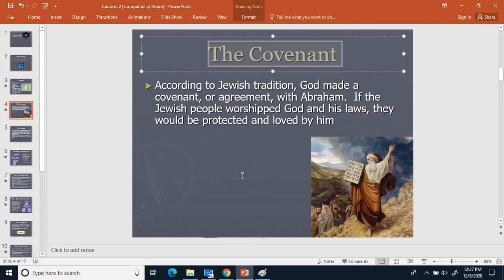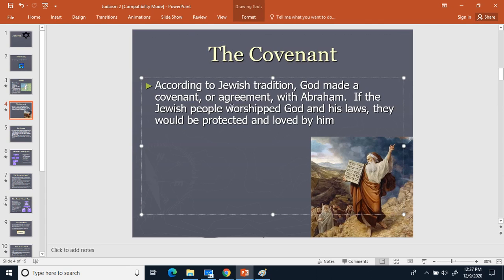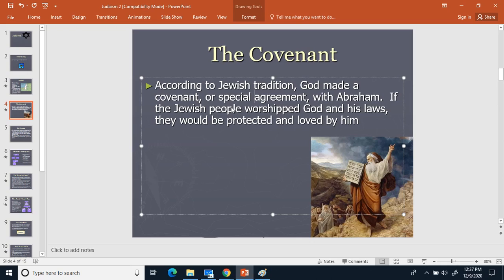So, what is the covenant? Well, the covenant is an agreement. Basically, the word covenant just means that it's an agreement between God and someone else. In this case, it's going to be an agreement between God and Abraham. So, it's a special agreement. Let's go ahead and make a 1, and we're going to write down special agreement.